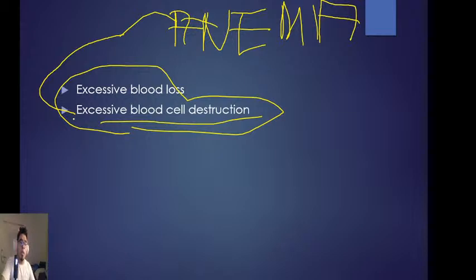Now, can you give me an example of a type of autoimmune hemolytic anemia? I know it's asking too much, but let's see if you know. Can you give me an example of an autoimmune hemolytic anemia? All right, it's quiet now. I'll give you an example.